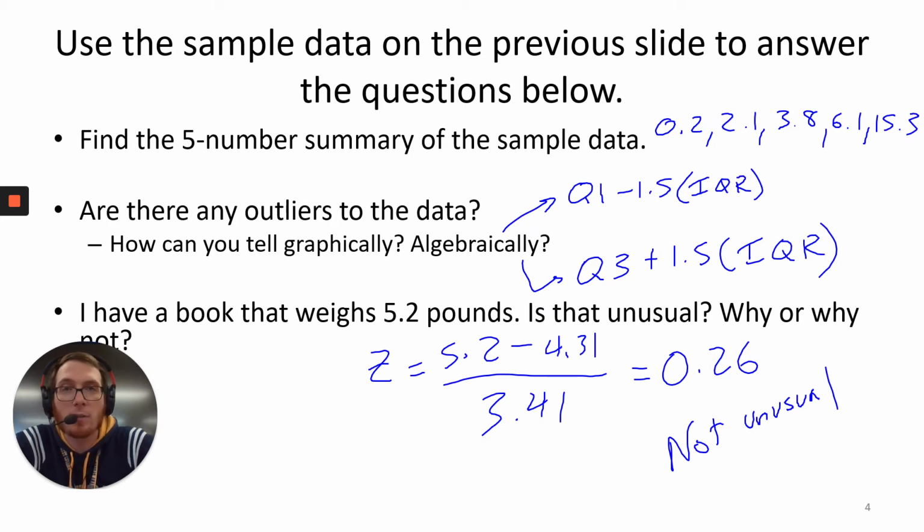The last thing on this slide is dealing with a z-score. Remember, to find a z-score, you take your data point minus the mean, then divide by the standard deviation. In this case, 5.2 pounds minus the mean of 31 pounds, divided by 3.41, which is the standard deviation. You get 0.26. That would not be considered an unusual data point because it's within 2 standard deviations of the mean.